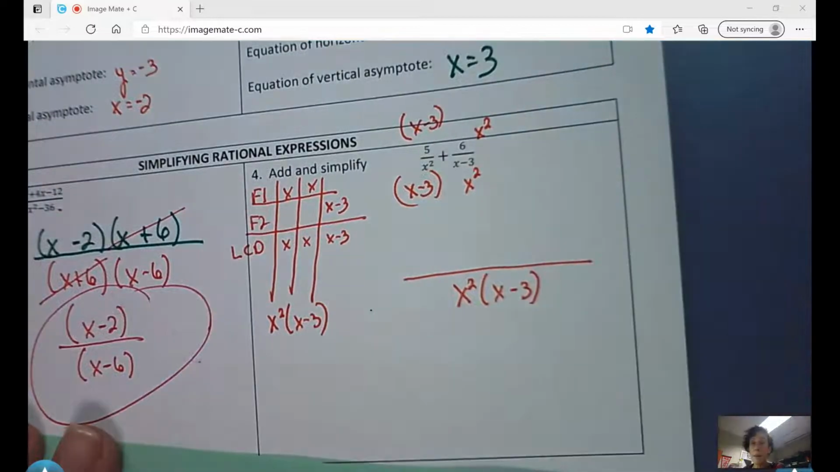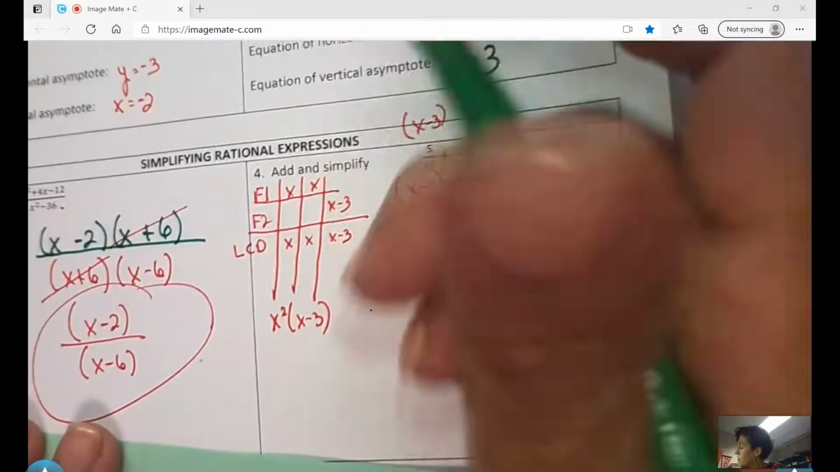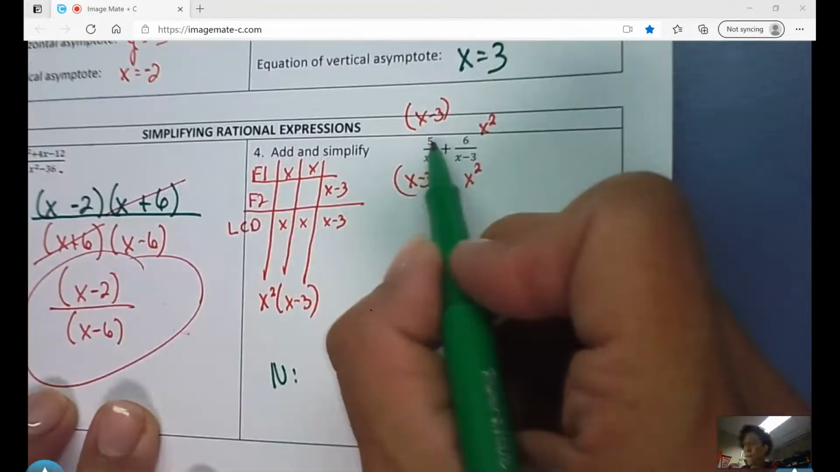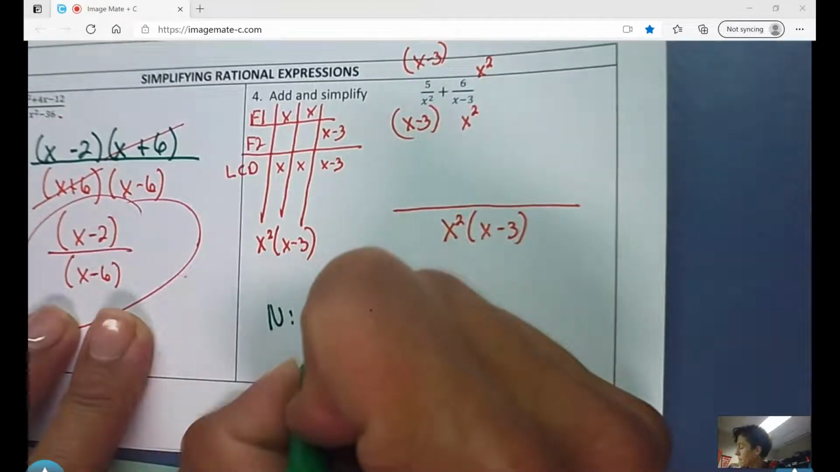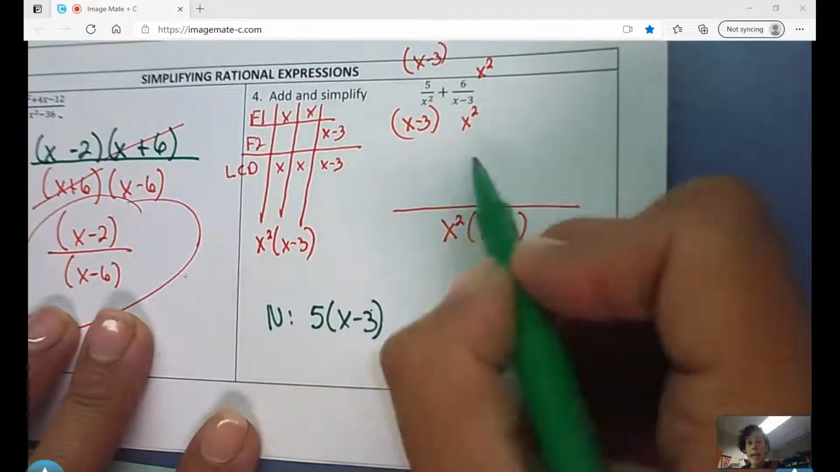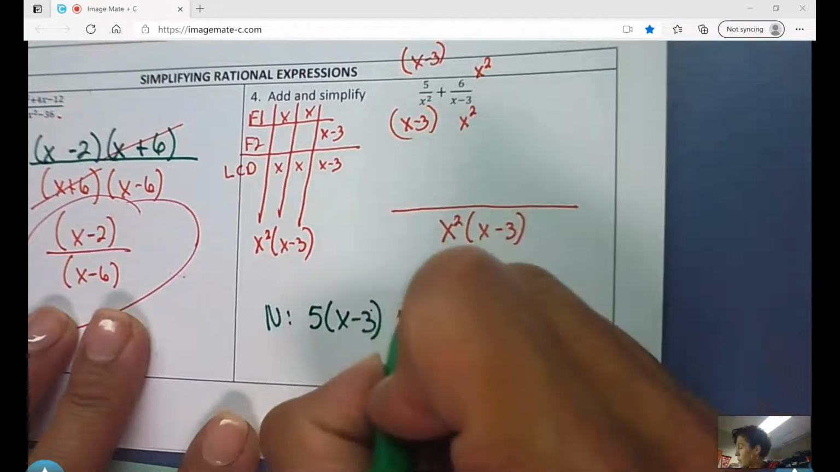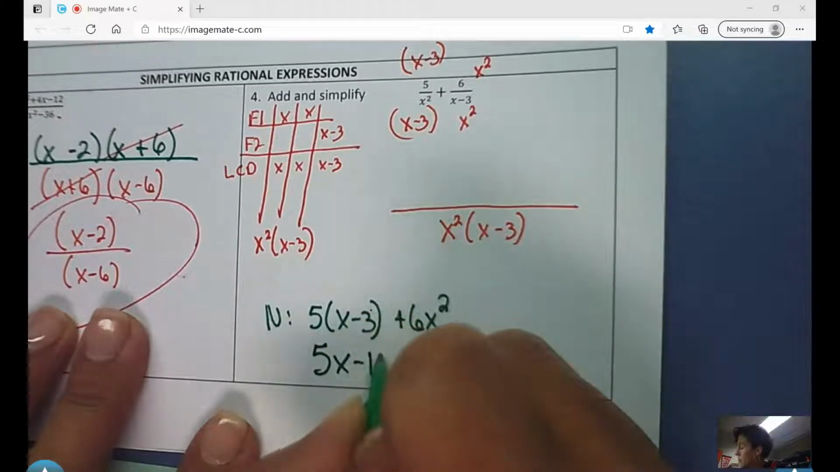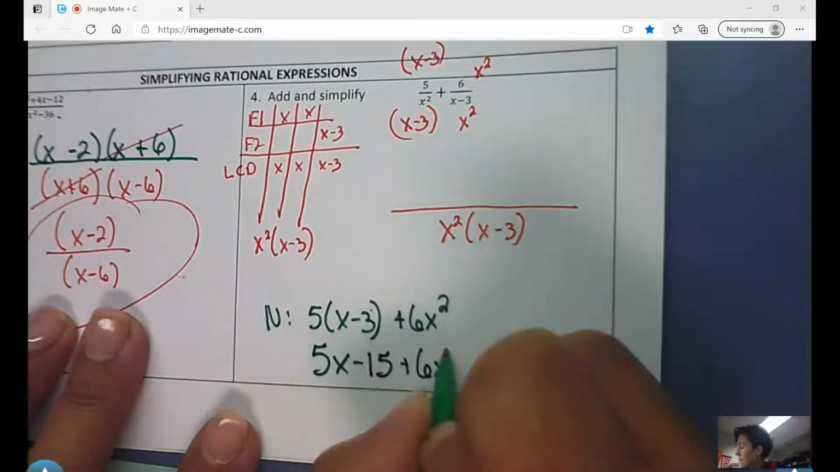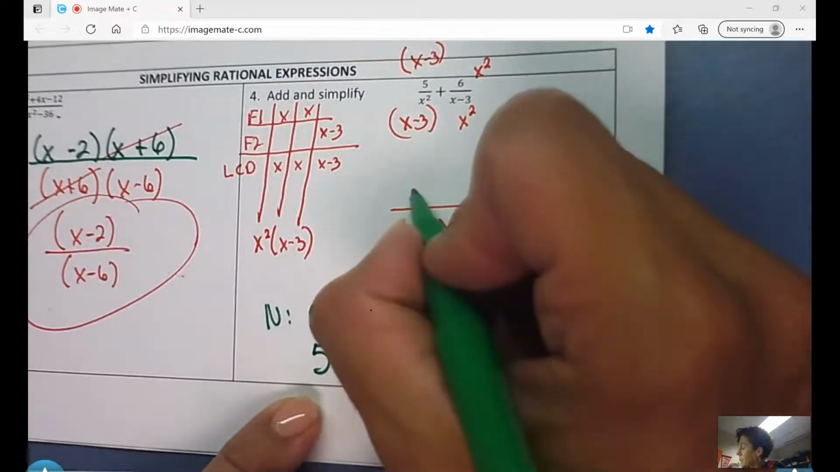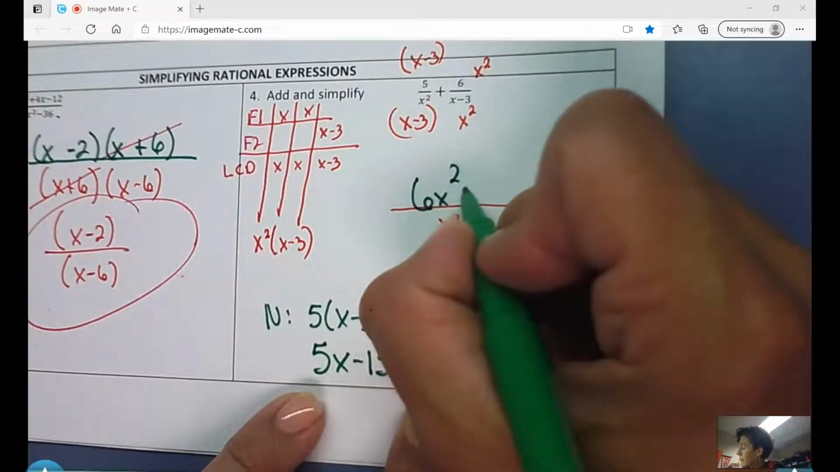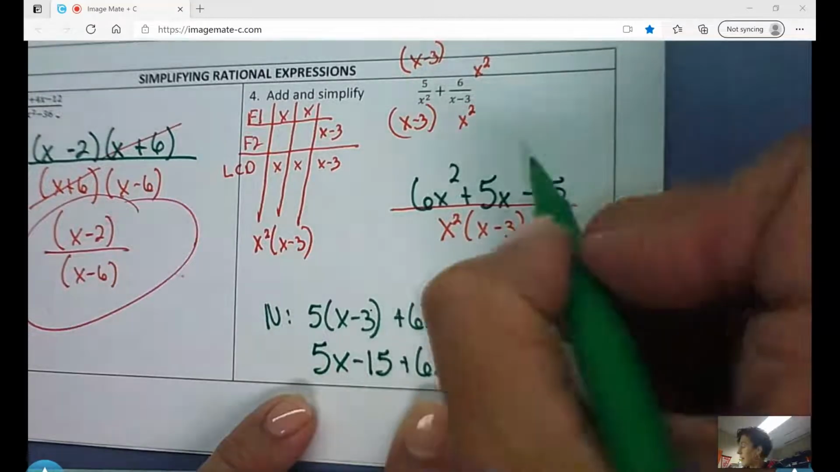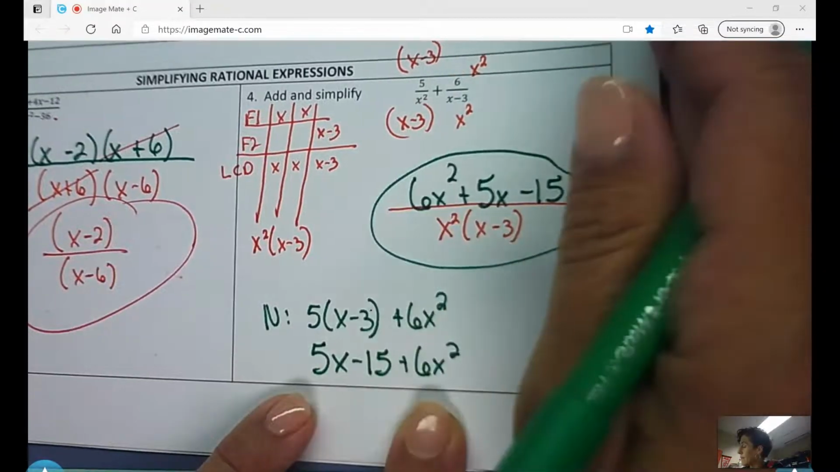The work will happen in the numerator, which if you just look at the numerator, I'm going to put that down here, you have a 5 with an x minus 3 multiplying, and then you have a 6 multiplying with an x squared, which I'll just make already at 6x squared. Then I'm just distributing that 5 through, and when I'm done, I need to put it in standard form, so 6x squared plus 5x minus 15, and then that one is done.